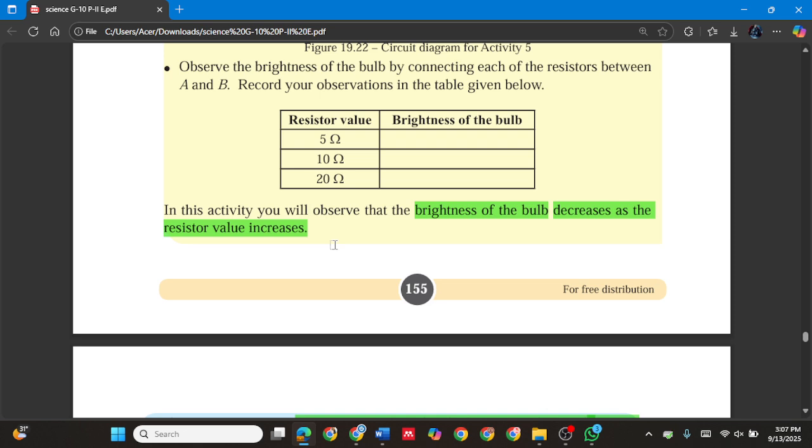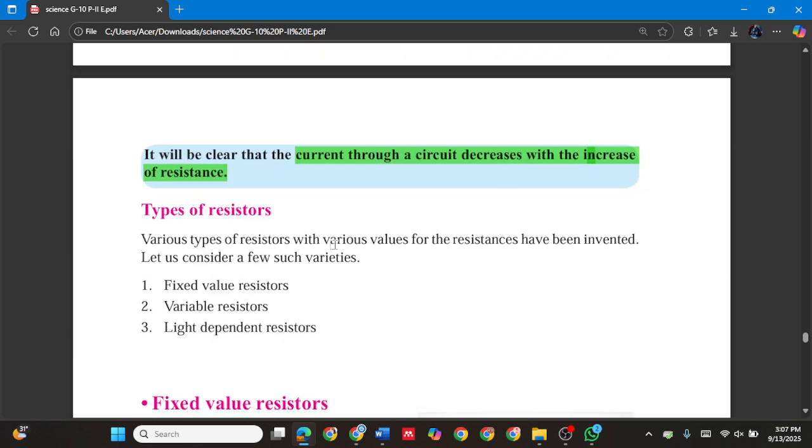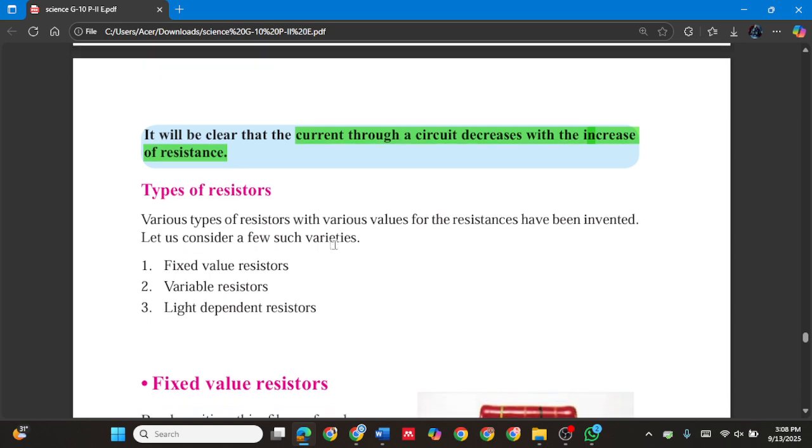Then the second one is variable resistance. Could you remember the rheostat? Rheostat. It has resistance values which can be changed, and the other thing is the light dependent resistors.